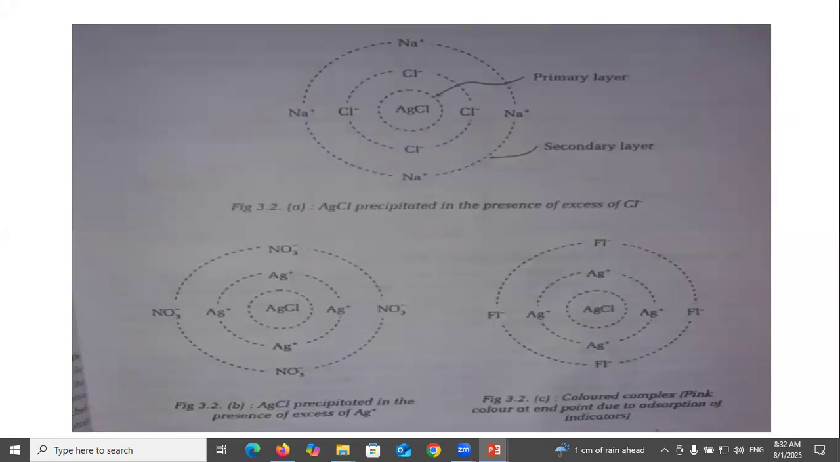Primary layer, secondary layer. Silver chloride precipitate in the presence of excess chloride. Silver chloride precipitate in the presence of excess silver. A colored complex, pink in color, forms at the end point due to adsorption of the indicator.